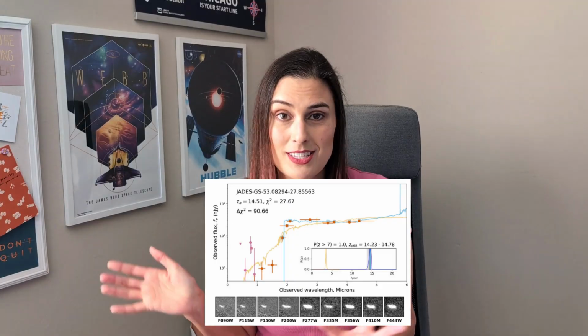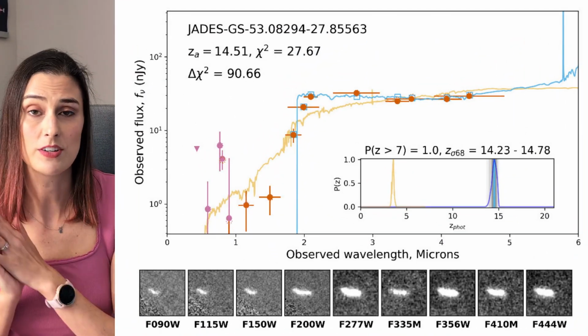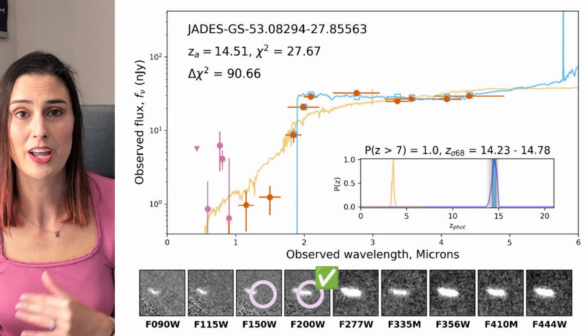Let's actually go back, and before we had this beautifully detailed spectrum of Scintilla, we can look at what it looked like with the photometric method. And you can see that this is basically exactly what you see. So the images on the bottom here are showing the photometry of the galaxy, and you can see the dropout that happens between 200 and 150.